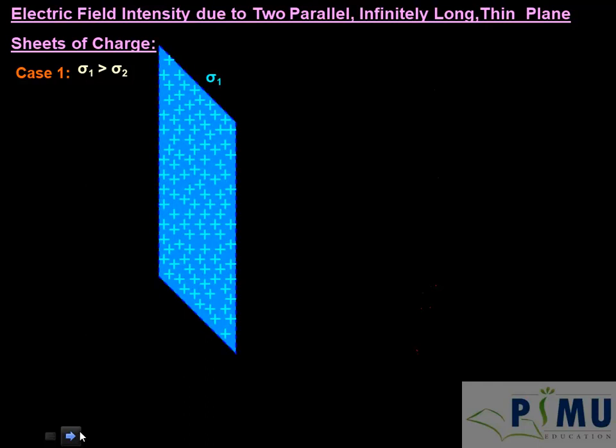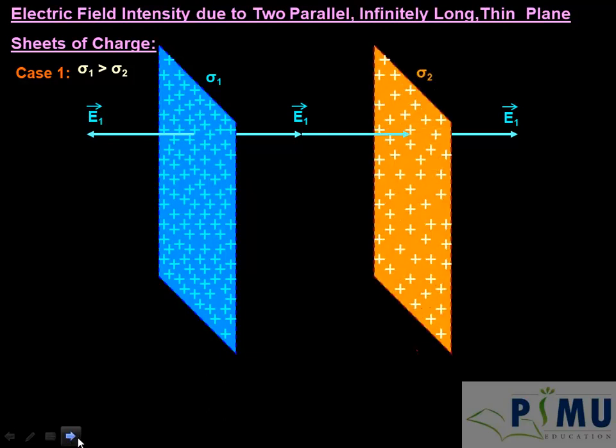First case: there are two plane sheets, and one is having charge density sigma 1, the other is having charge density sigma 2, and sigma 1 is greater than sigma 2. So this is sigma 1. Another one is there, sigma 2.